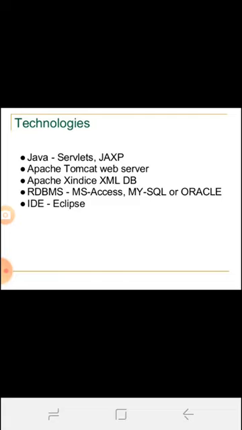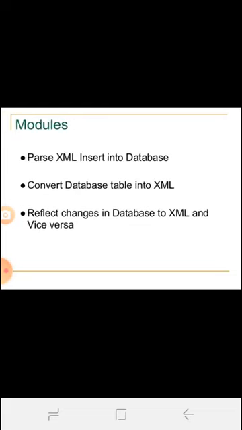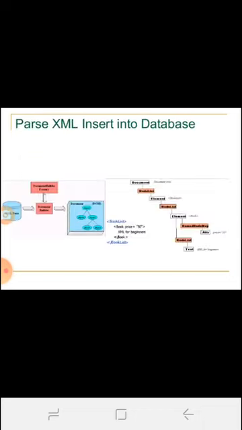Then what technologies are used in XML? In Java, servlets and JSPs are used. Then Apache Tomcat web servers are supported. Then Apache Xindice XML DB is supported. Then RDBMS, Access and MySQL are supported. Then modules: parse XML to insert into database, then convert database table into XML, then reflect changes into database and vice versa. Parse XML means how to insert into a database. In a database, the document model is stored like that.